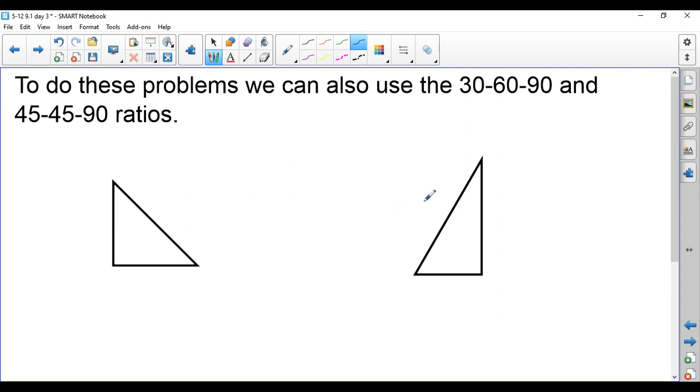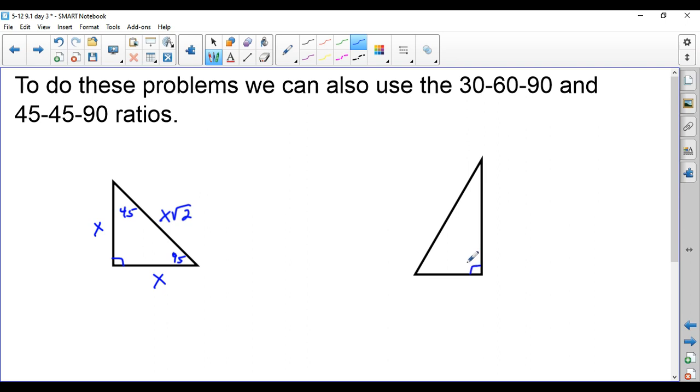To do these problems, you also can use the 30, 60, 90, and 45, 45, 90 ratios. So we're going to look at two different methods for doing them, and then you can do them whichever way you are more comfortable with. In a 45, 45, 90 triangle, I'm going to go back to a geometry approach. In a 45, 45, 90 triangle, the legs are both equal to each other. We'll call them both x. And if the legs are both x, the hypotenuse is the leg times the square root of 2. So the legs are x, the hypotenuse is x times square root of 2.